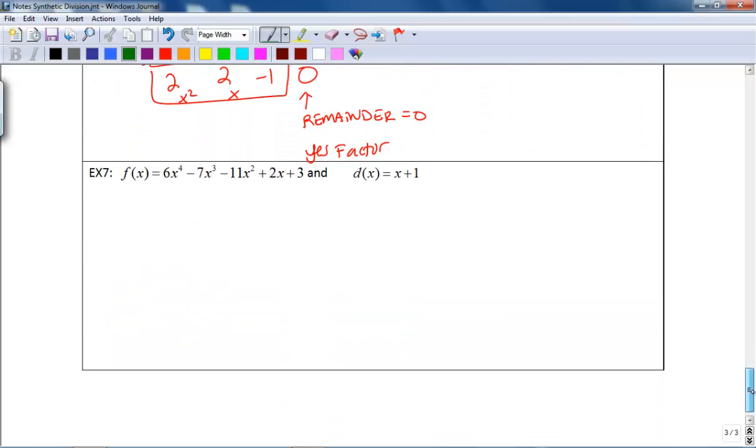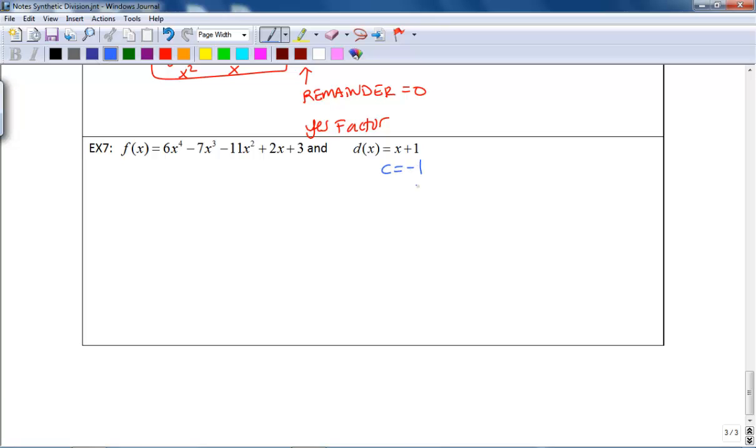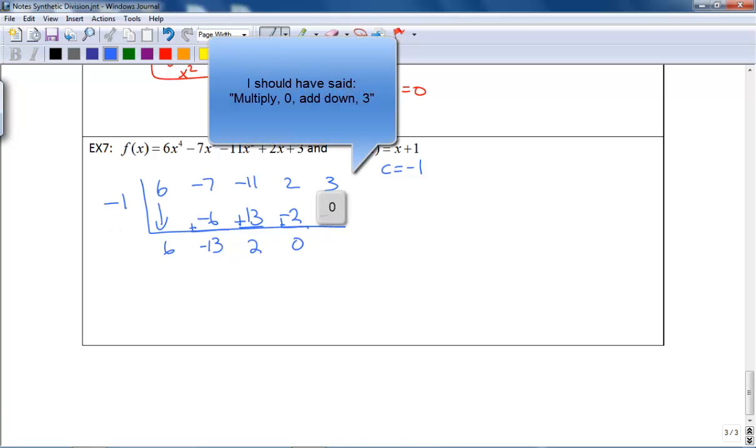All right, last one of these. Same thing. Find your divisor. It's -1. Upside down division bar. -1 goes on the outside. Then we have fourth power, third, second, linear, constant. I have all of my terms. So 6, -7, -11, +2, +3. Bring down my 6, multiply, -6, add down, -13. Multiply, +13, add down, +2. Multiply, -2, add down, 0. Multiply, -1, add down, +2.